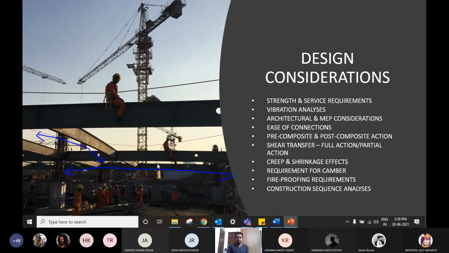Then what's the erection sequence and construction sequence? How fast we need to erect and what are the logistics we need, those kinds of planning. These are the things that we need to take care of in the design also.